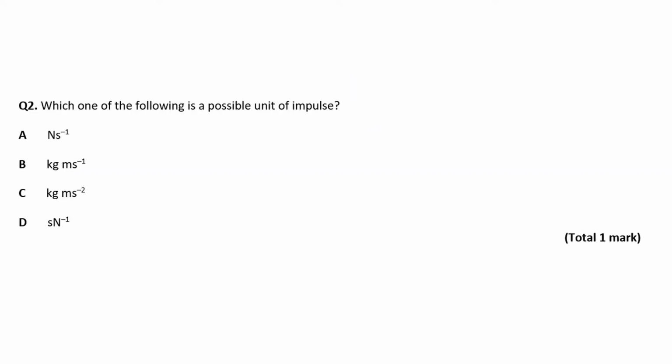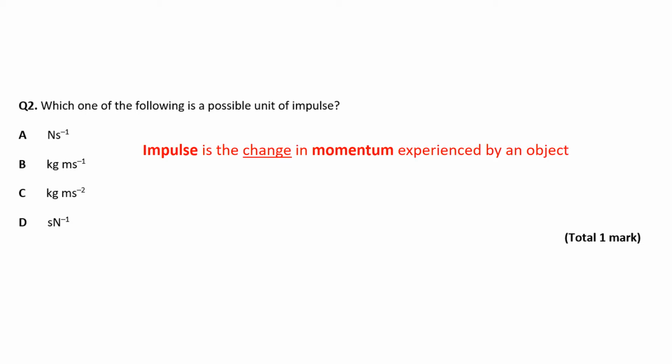Okay, so which of the following is a possible unit of impulse? So first thing you should know is that impulse is the change in momentum experienced by an object, which you often see in the form of this equation. So you can see an impulse is going to have the units of kilograms times meters per second, which is option B.